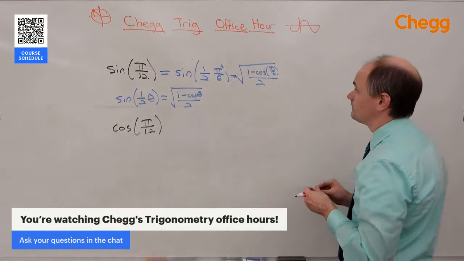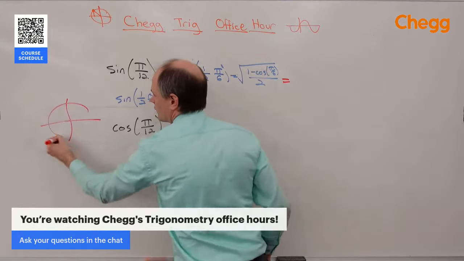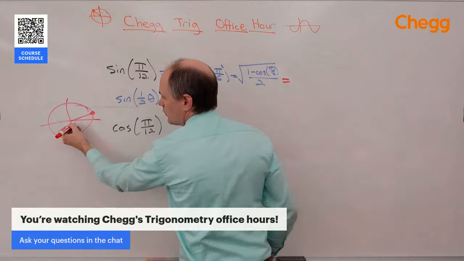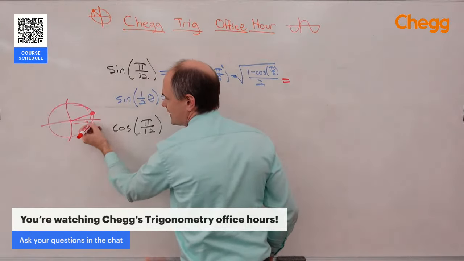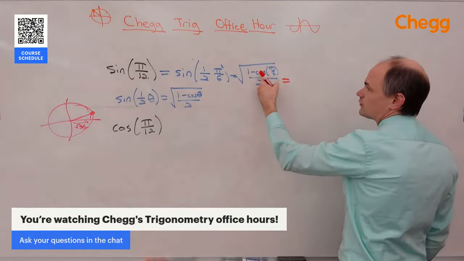Well, what's the cosine of pi over 6? Great question. It goes back to our unit circle. Pi over 6 is right here. Cosine's the x-coordinate. That's a 30, 60, 90 triangle. The x-coordinate is root 3 over 2. So this is root 3 over 2.